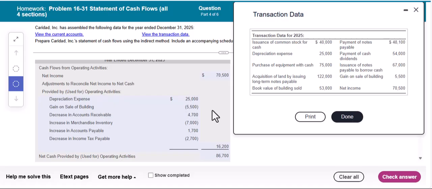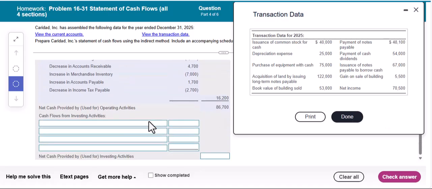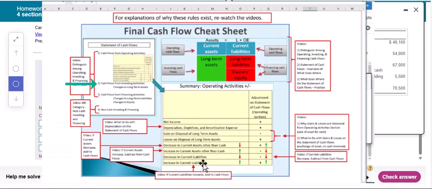Okay, so we're not done yet. Remember, we have all 4 sections to do here. So we have then cash flows from investing activities. So what goes in the investing section? So for the investing section, changes to long-term assets, you can also see over here, investing cash flows are changes to long-term assets such as buying equipment or selling equipment, or land or building.